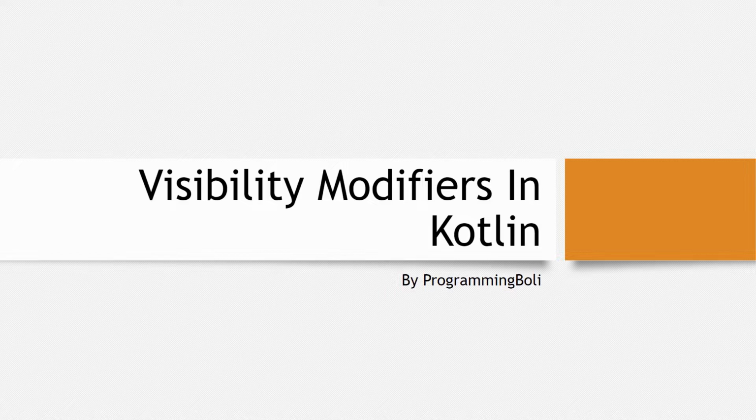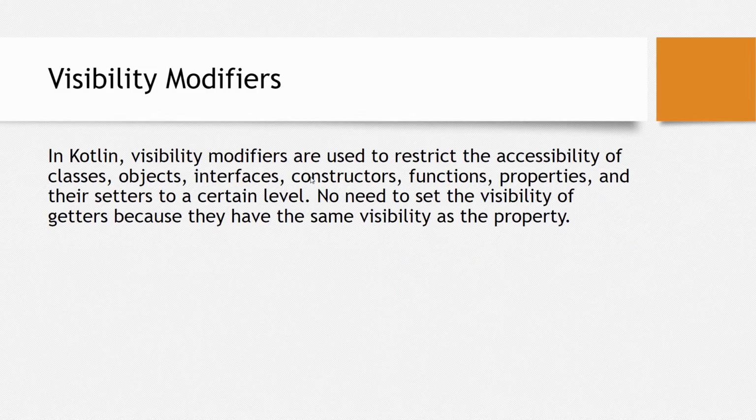Hi guys, in this video we will see what visibility modifiers are in Kotlin. Visibility modifiers are also called access modifiers. If you have learned Java, you may know about access modifiers; they are the same as visibility modifiers, and in Kotlin they can also be called access modifiers.